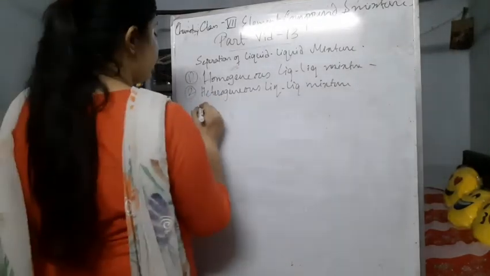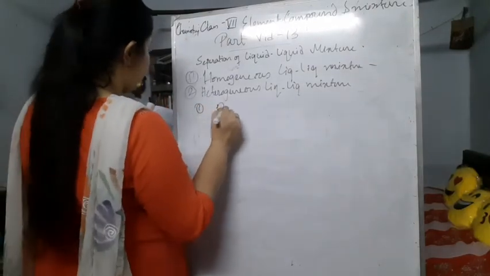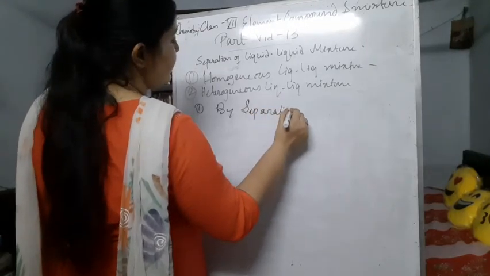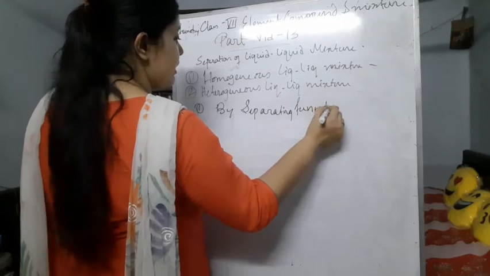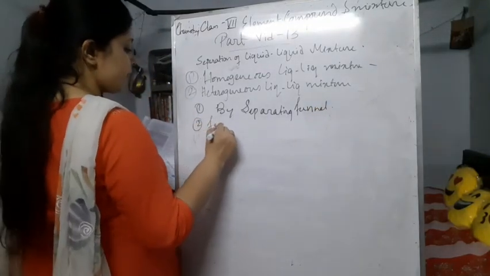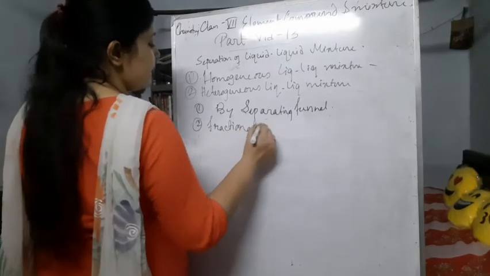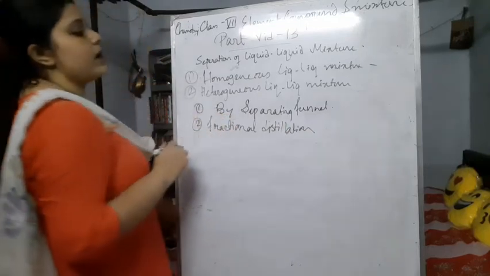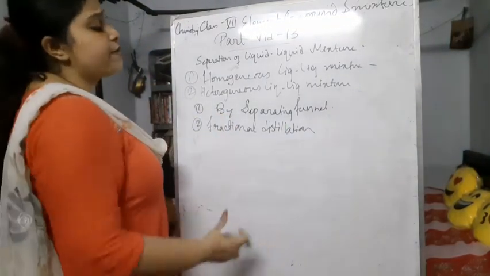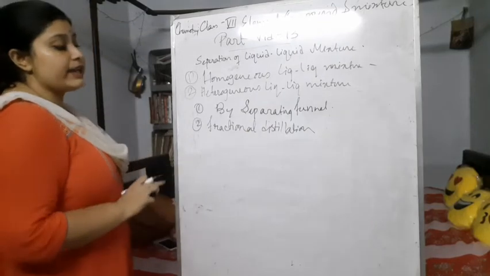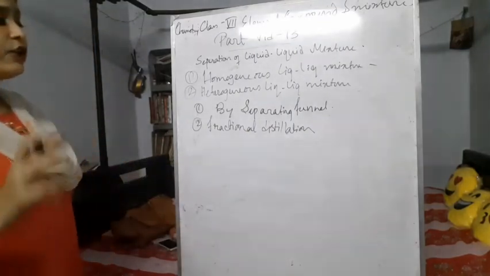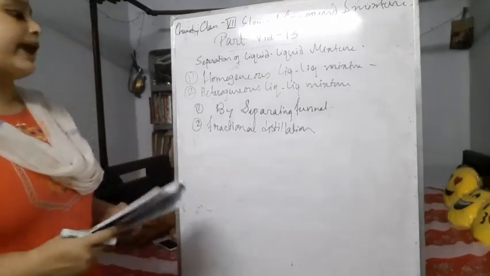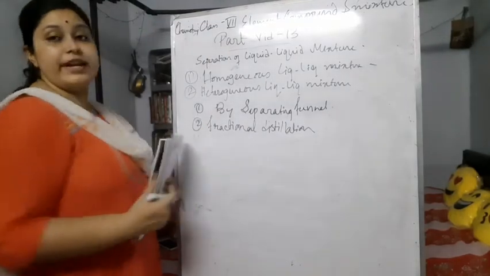The first one is by separating funnel, and the second one is fractional distillation. As the name suggests, the first one is performed with the help of a funnel. In the previous part I discussed distillation, but here fractional distillation occurs. First I will discuss the separating funnel procedure.